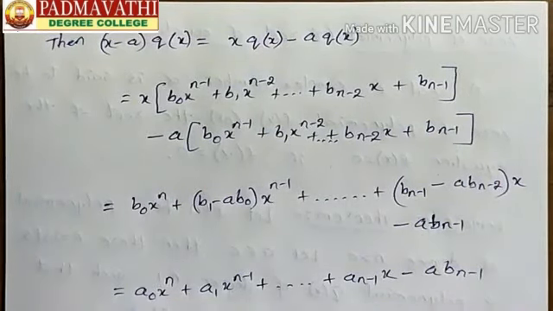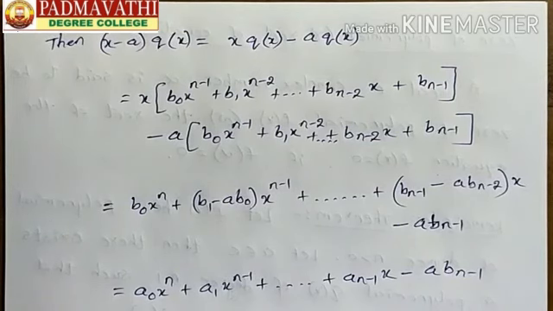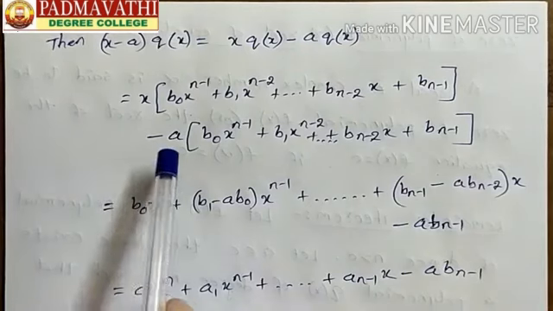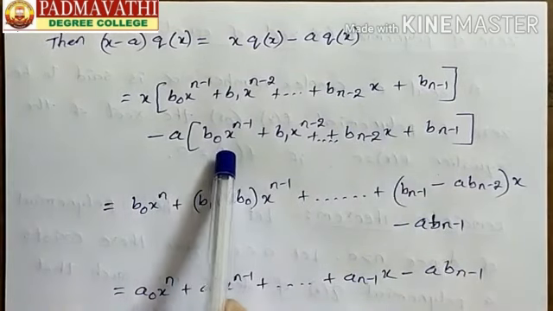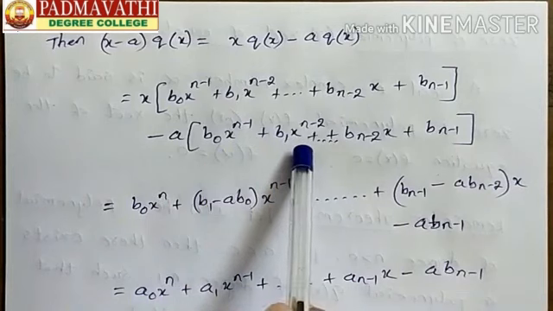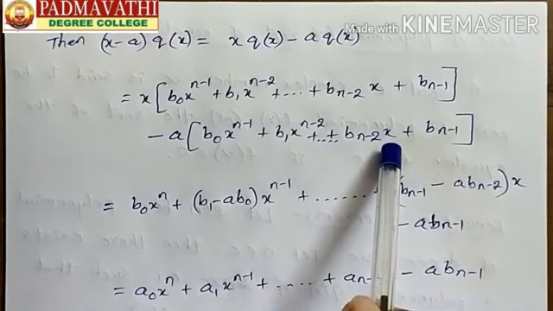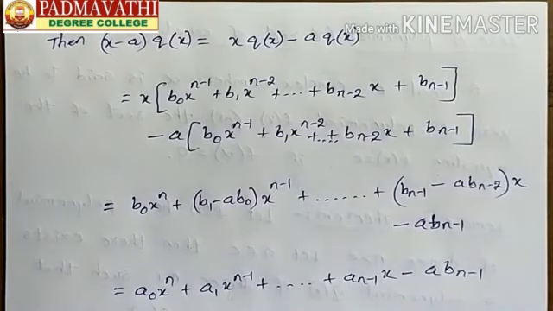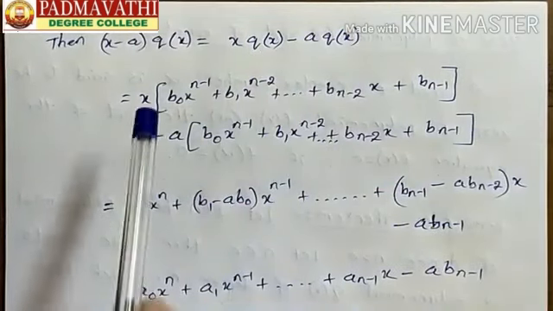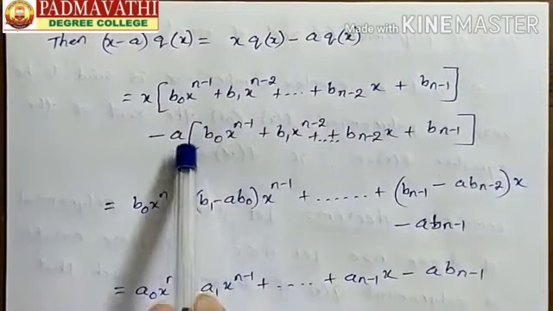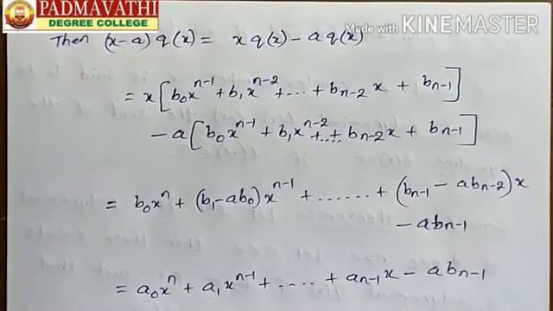So x into b naught x power n minus 1 plus b1 x power n minus 2 plus and so on plus bn minus 2 into x plus bn minus 1, minus a into again q of x: b naught into x power n minus 1 plus b1 into x power n minus 2 plus and so on plus bn minus 2 into x plus bn minus 1. So I am substituting q of x in both the places. Now we need to multiply this x to all these terms and a to all these terms, and we need to subtract this.